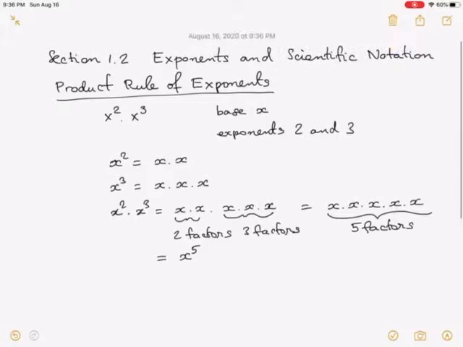So the product rule states that a to the power m times a to the power n is a to the power m plus n. Because x to the power 5 here, you can see it is x to the power 2 plus 3.